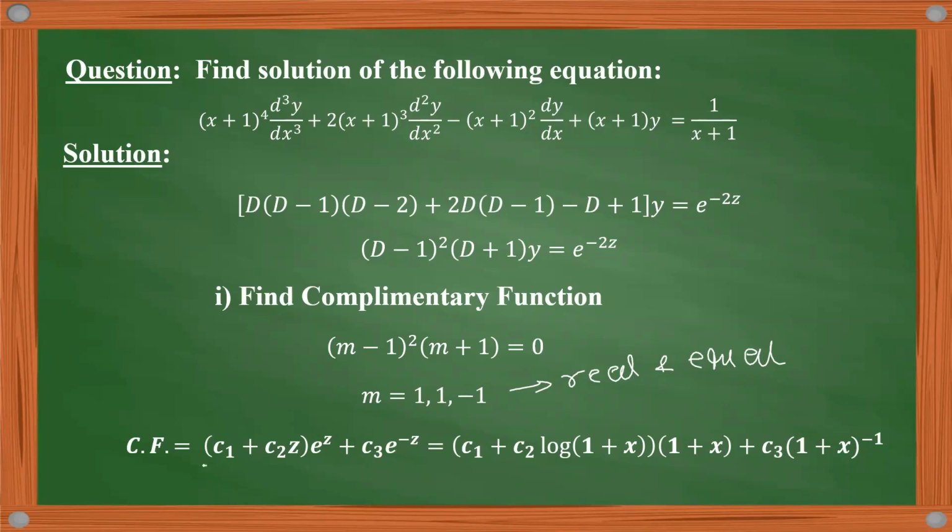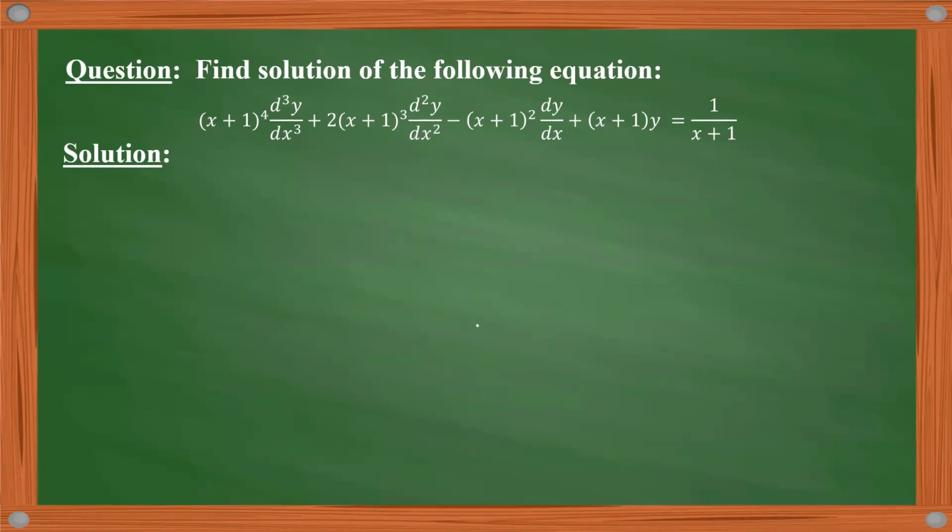Now just resubstitute the original variable, that is x. In place of z, we will write log(1 + x). Again, in place of e^z, we will write 1 + x. c3 remains as it is, and e to the power minus z will be replaced by (1 + x)^(-1). So this is its final complementary function.